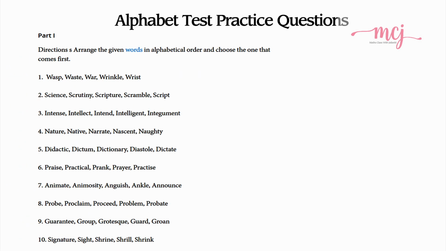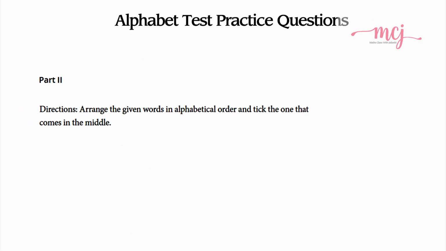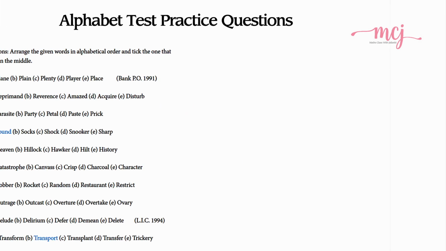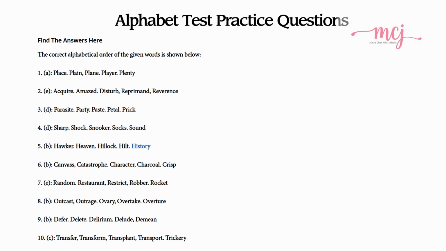Part 1. Directions: arrange the given words in alphabetical order and choose the one that comes first. Here we have several questions. I am providing the answers at the end of the questions. You can go through it. Part 2. Arrange the given words in alphabetical order and tick the one that comes in the middle. So here we have some questions. I am providing the answers at the end of the questions.